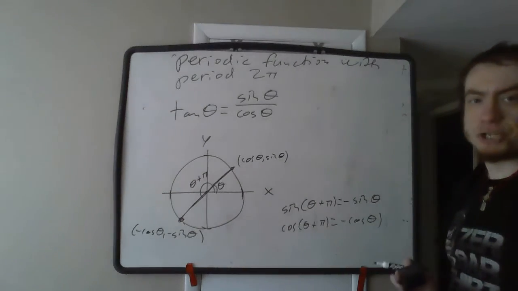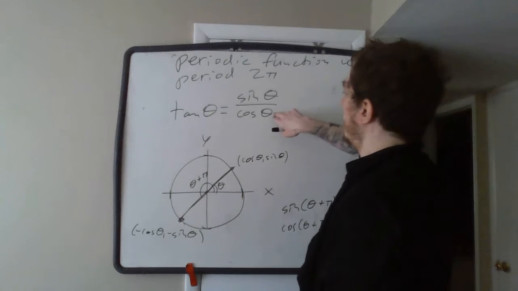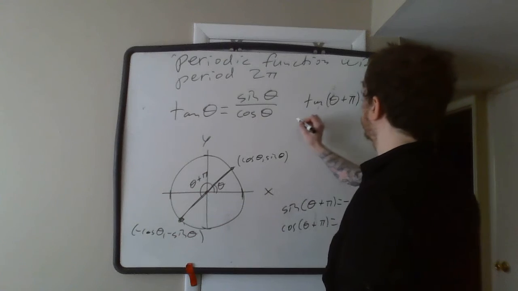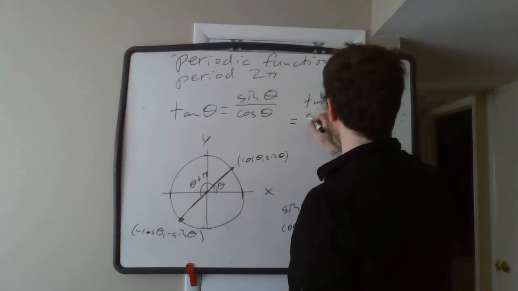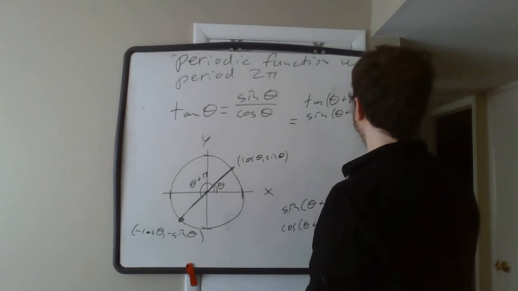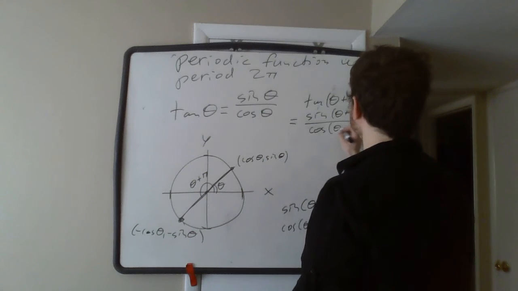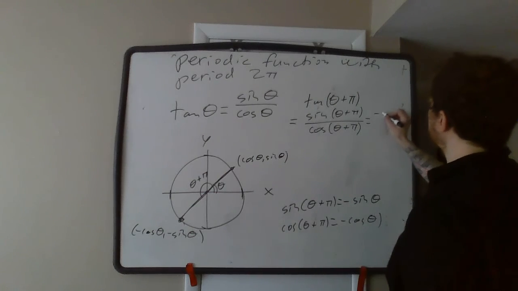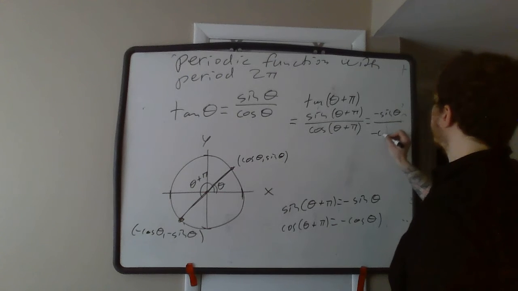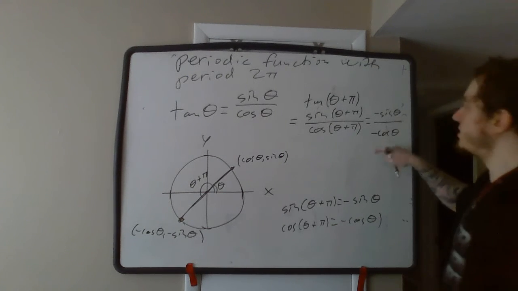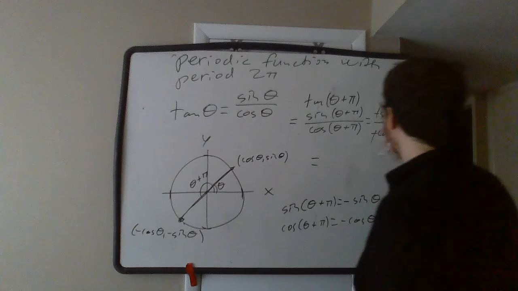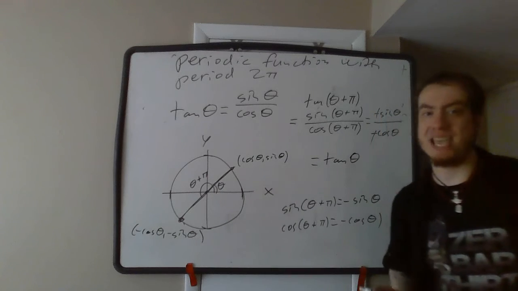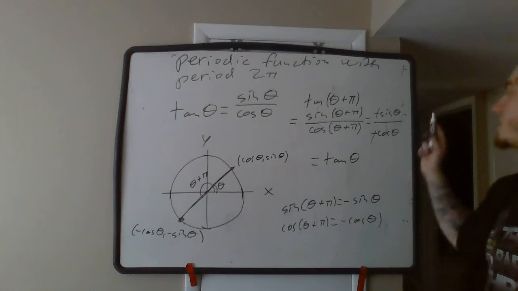What does this tell us about the tangent function? Well, if I take the tangent of theta plus pi, this is going to be equal to the sine of theta plus pi divided by cosine of theta plus pi. But this is just going to be equal to negative sine theta over negative cosine theta. And what happens to these negatives? Well, they're going to cancel with one another and leave me with just sine theta over cosine theta, which is tangent theta.